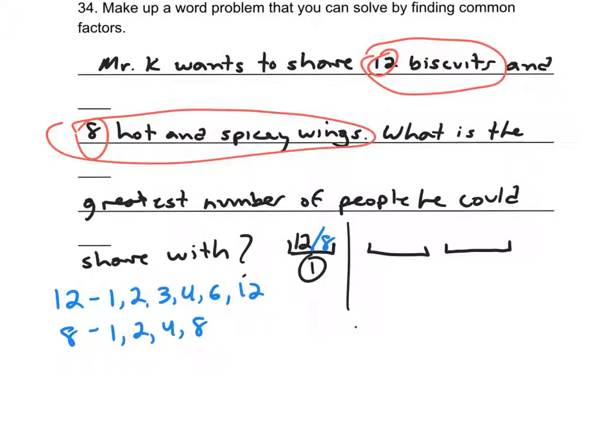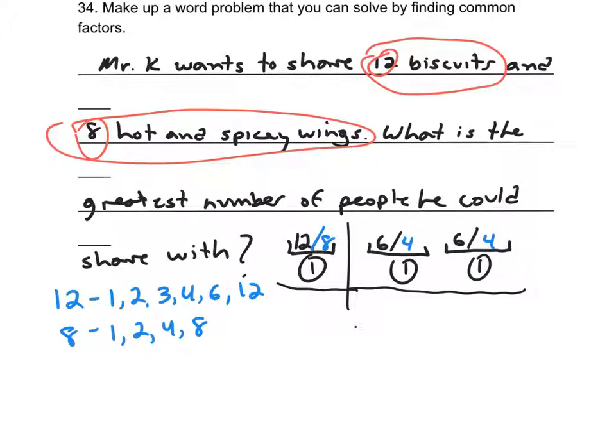let's see, 6 biscuits and 2 plates, we'd have 4 wings. So 6 and 4. I'm trying to use color so you can see. Well, that's only 2 people, right? That's not that many people. There's 1. Here's another one. That would be 2. I'm going to draw all these.